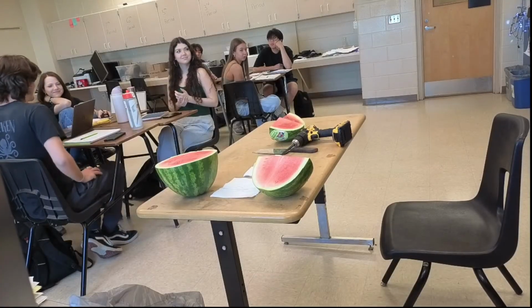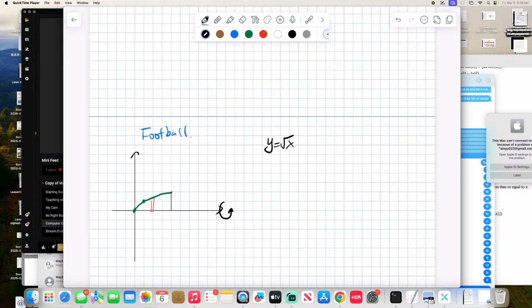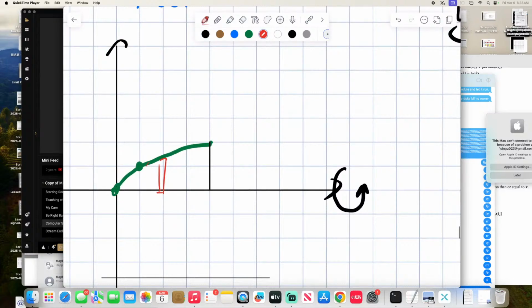So I'm gonna go back to my computer screen. Imagine just this slice of watermelon right here. If I cut even a tiny slice, and if I rotate around the x-axis, the x-axis is gonna rotate like this. Does that make sense?